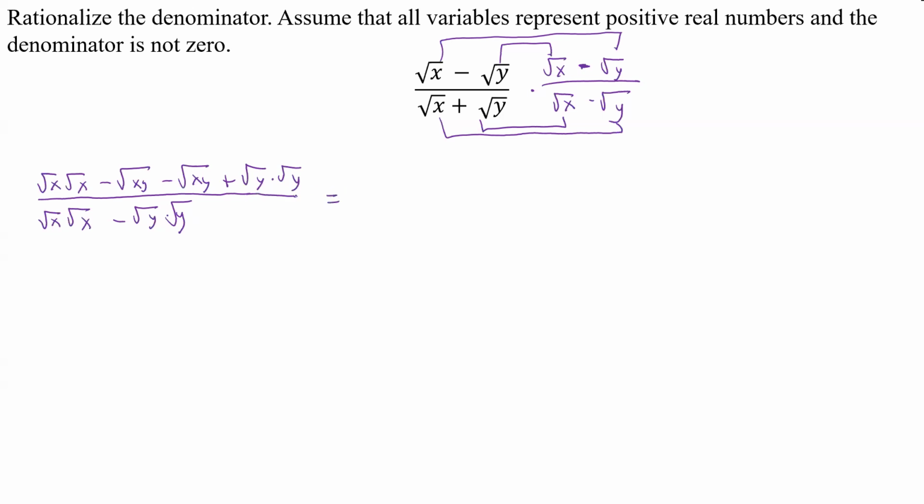All right. Square root of x times the square root of x is just going to be x. This and this added together, those are like radicals. So we're going to have a minus 2 square root of xy. And then that's just going to be plus y all over. And that's just going to be x. That's just going to be y. So we just have x minus y.